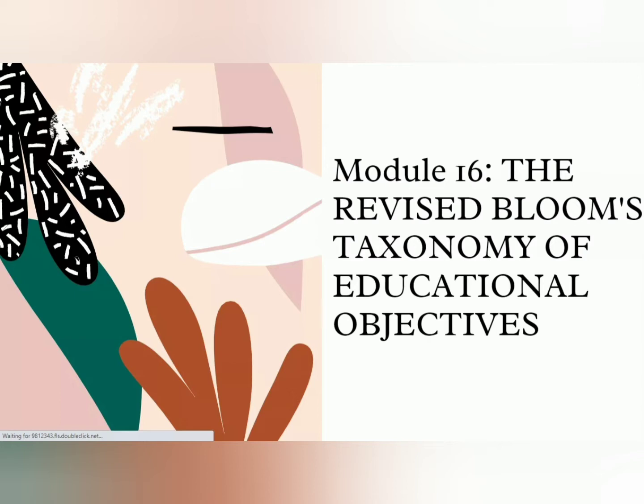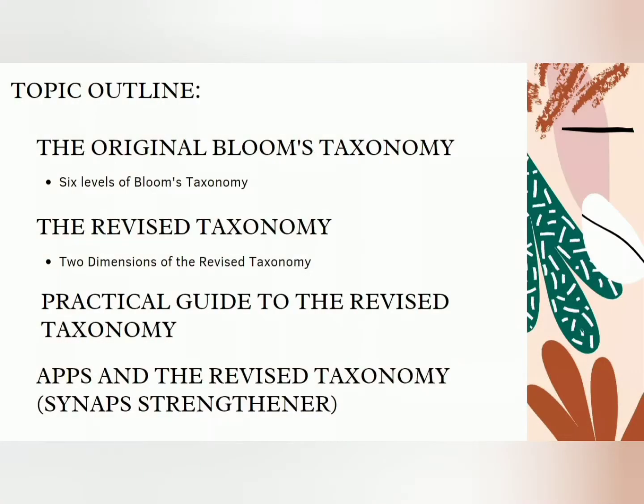So my topic for today is all about Module 16, the revised Bloom's Taxonomy of Educational Objectives. Before anything else, I'll introduce first my topic outline. So here it goes. First is the original Bloom's Taxonomy that consists of 6 levels. The second one is the revised taxonomy that consists also of the 2 dimensions of the revised taxonomy.